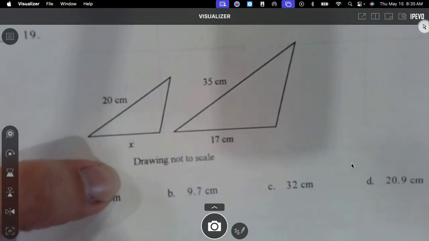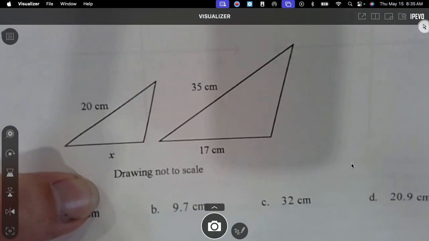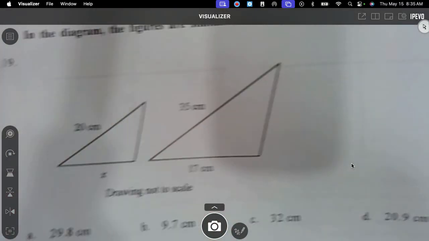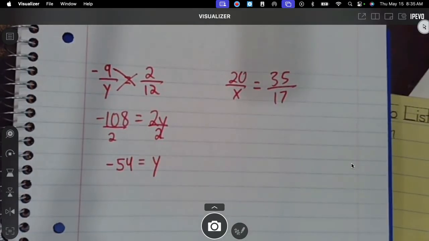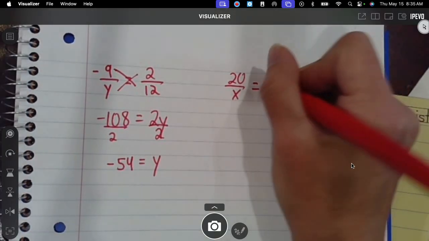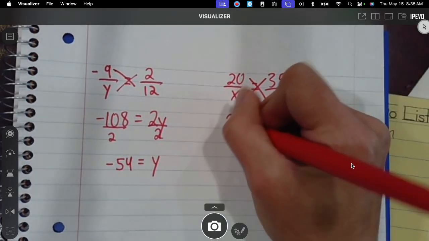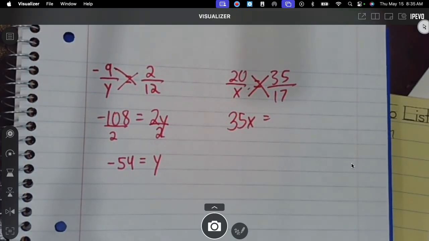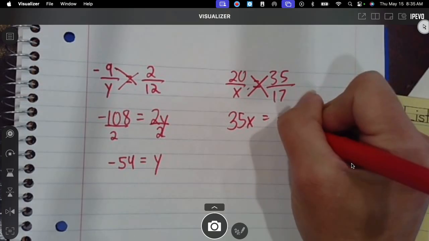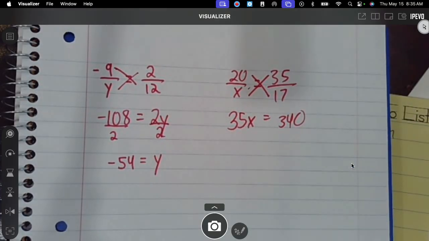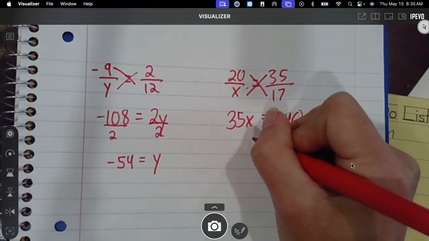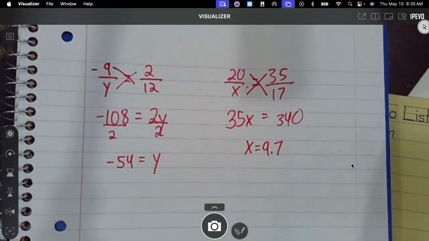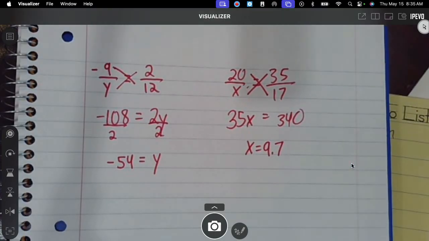What you cannot do is put 20 with the 17. Does everybody understand that? That has just been mixed up. 20 and 17 are not the same. They're different parts. So what do you do here? Same exact thing that we went over. Cross multiply. What's 35 times x? 35x. What's 20 times 17? 340. Then divide by 35. Did they get a fraction? No, they got a decimal. They get 9.7. Another page done, y'all.